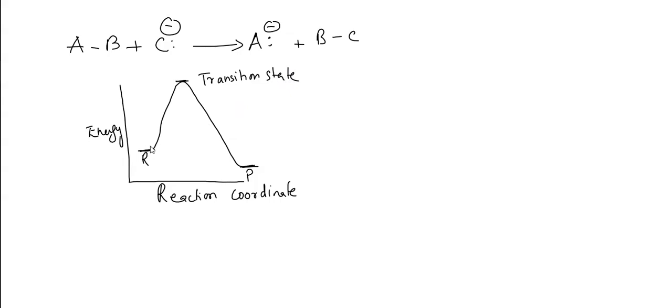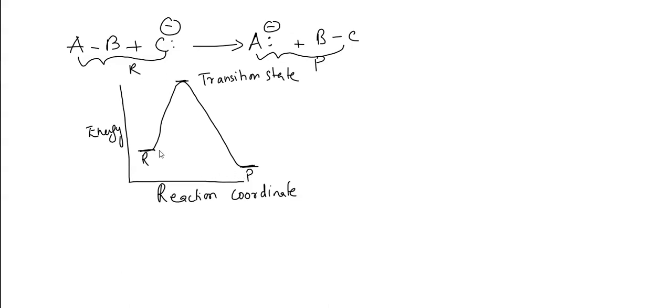And the transition state is a very high energy state because the bond between A and B is partially broken and the bond between B and C is partially formed. So this is the top of the hill and this represents the highest energy state. Here these are my reactants and these are my products. If you look at this energy diagram, it looks like the reactants are at a slightly higher energy state than the products, which are at a slightly lower energy state.